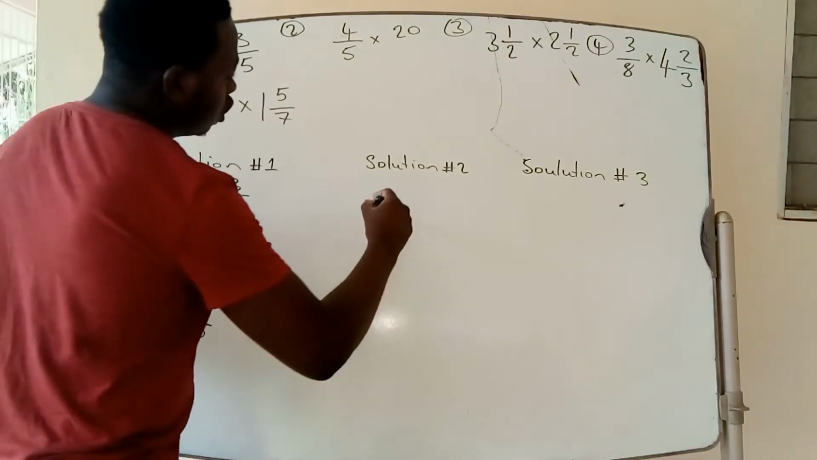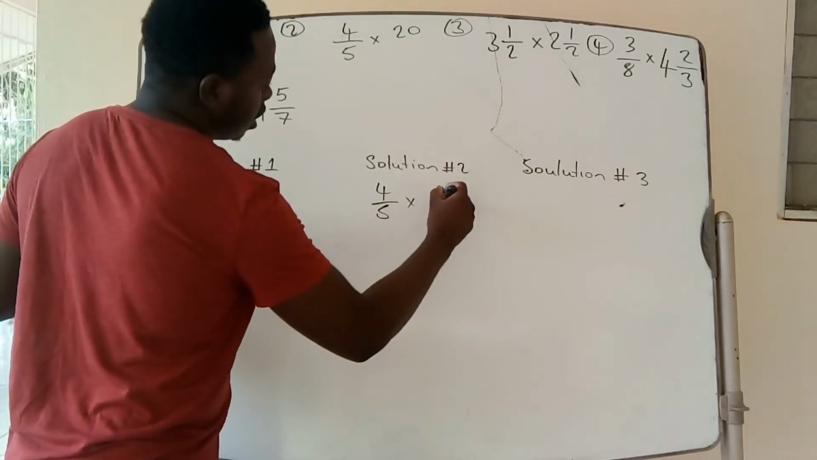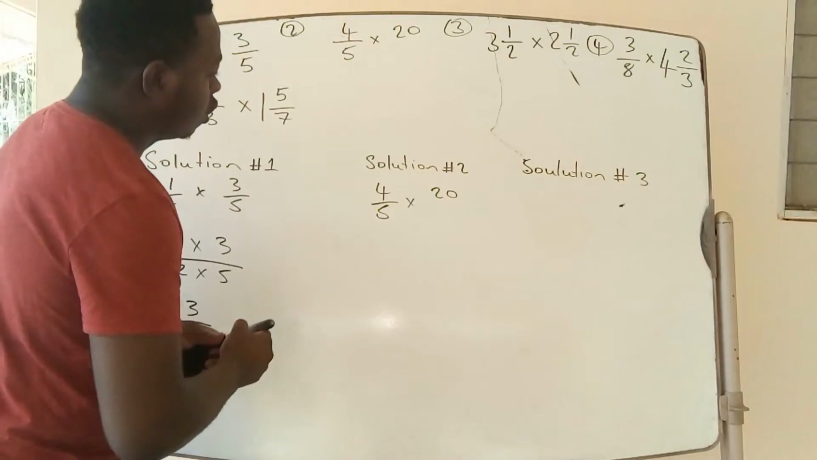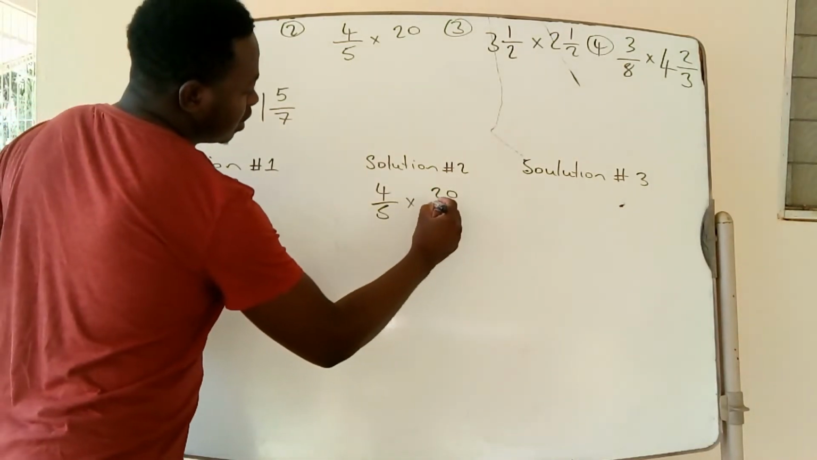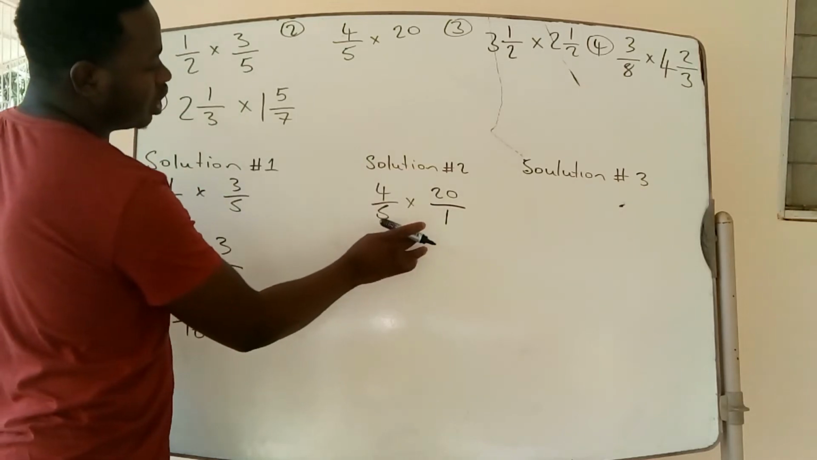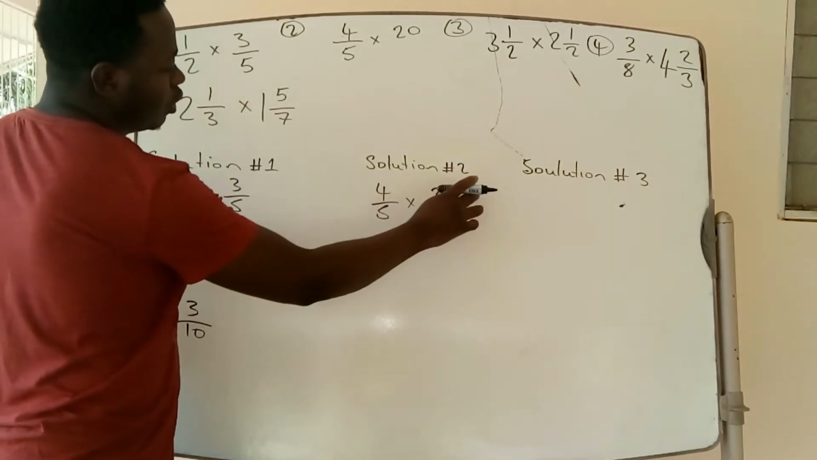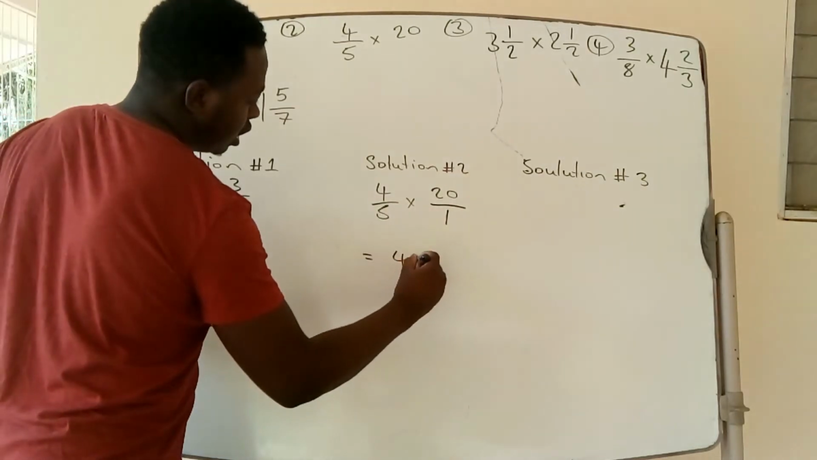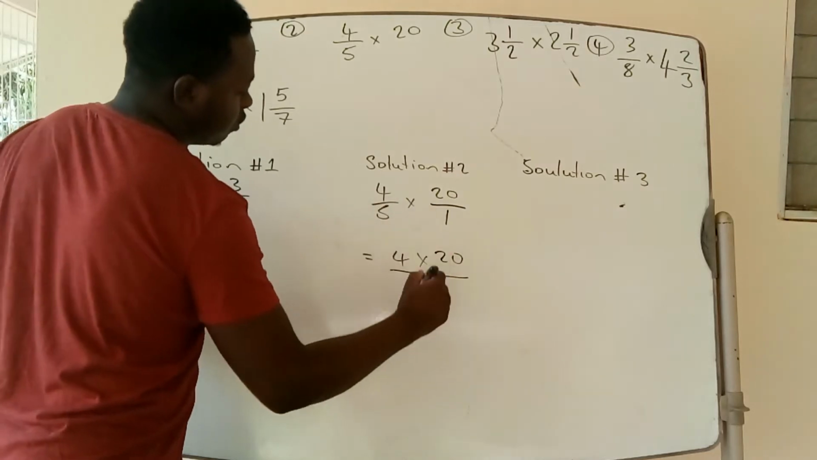So example 2, we have 4/5 times 20. So note that 20 is the same thing as 20/1. Any whole number can be written as a fraction with a denominator of 1. So we're going to multiply the numerators. So this is going to be 4 times 20 over 5 times 1.